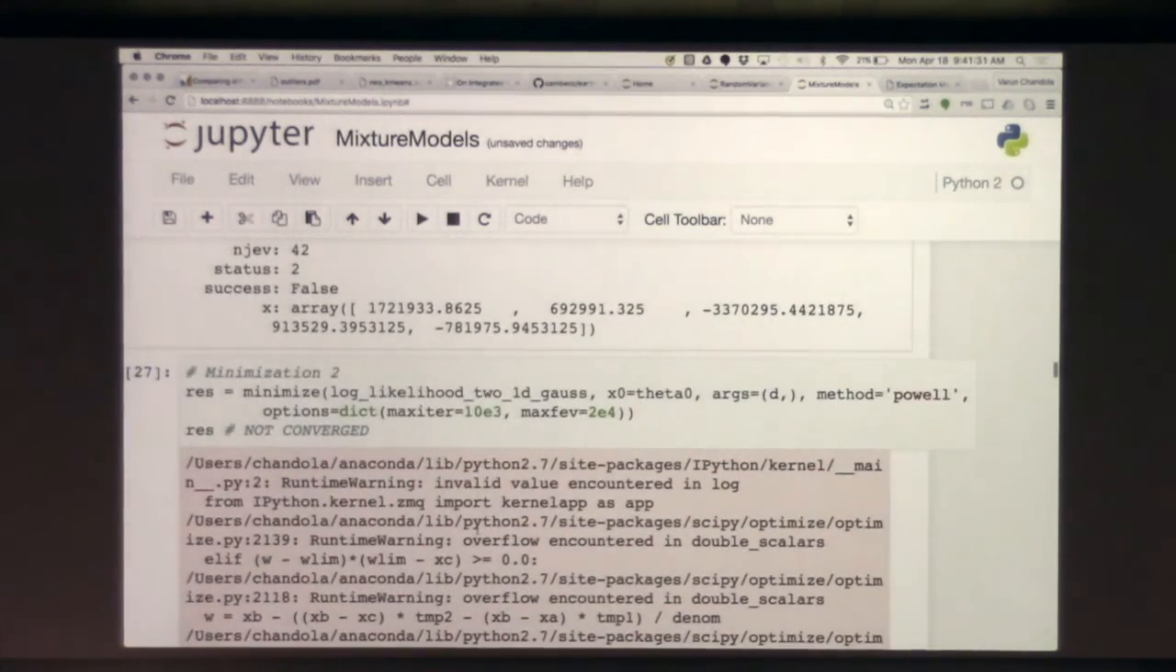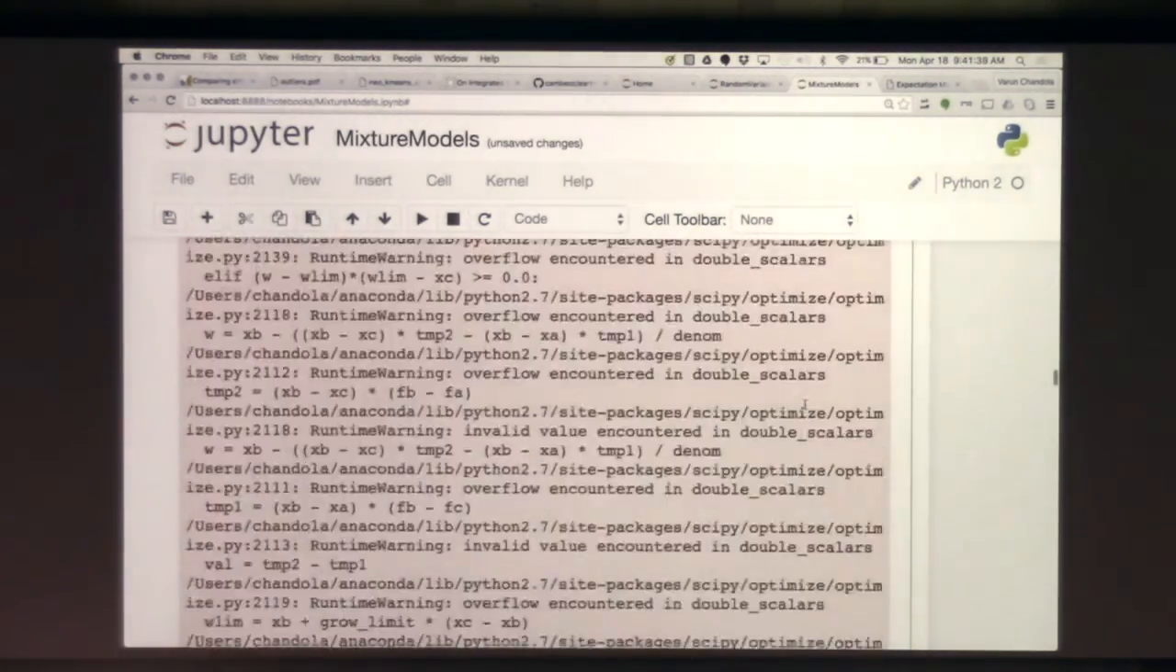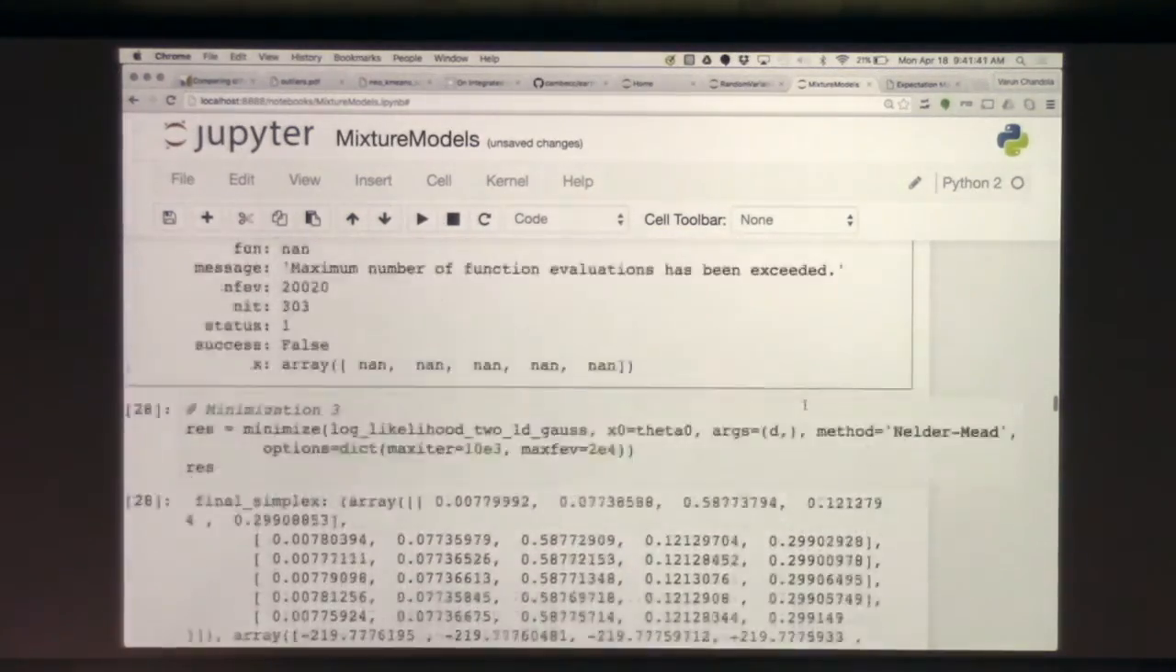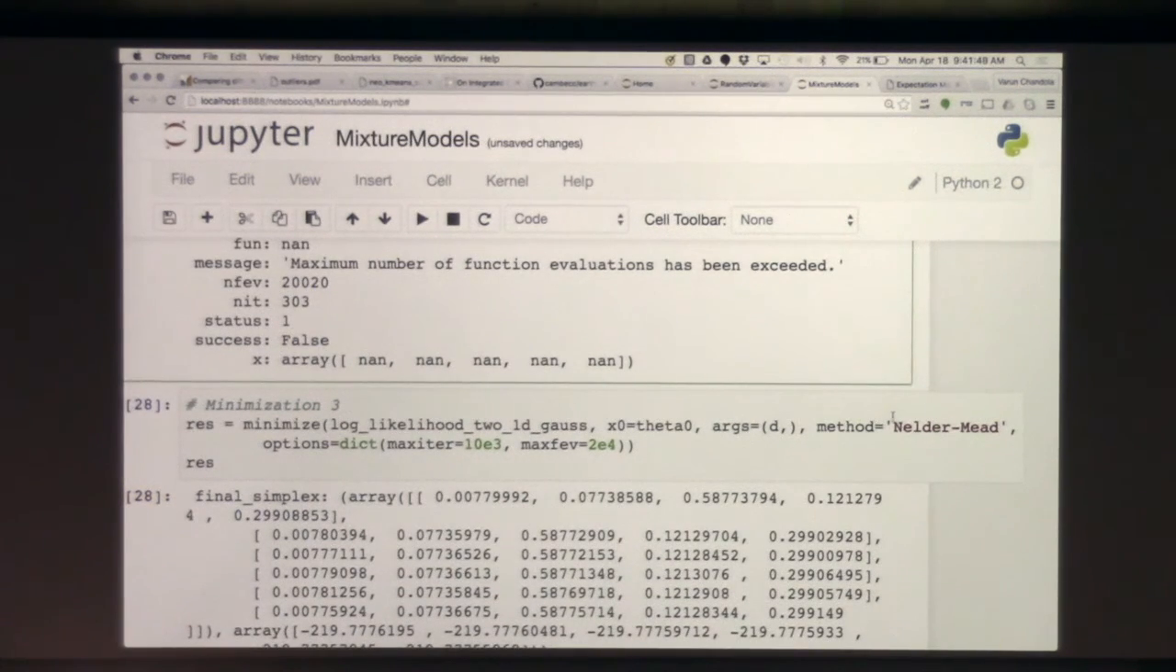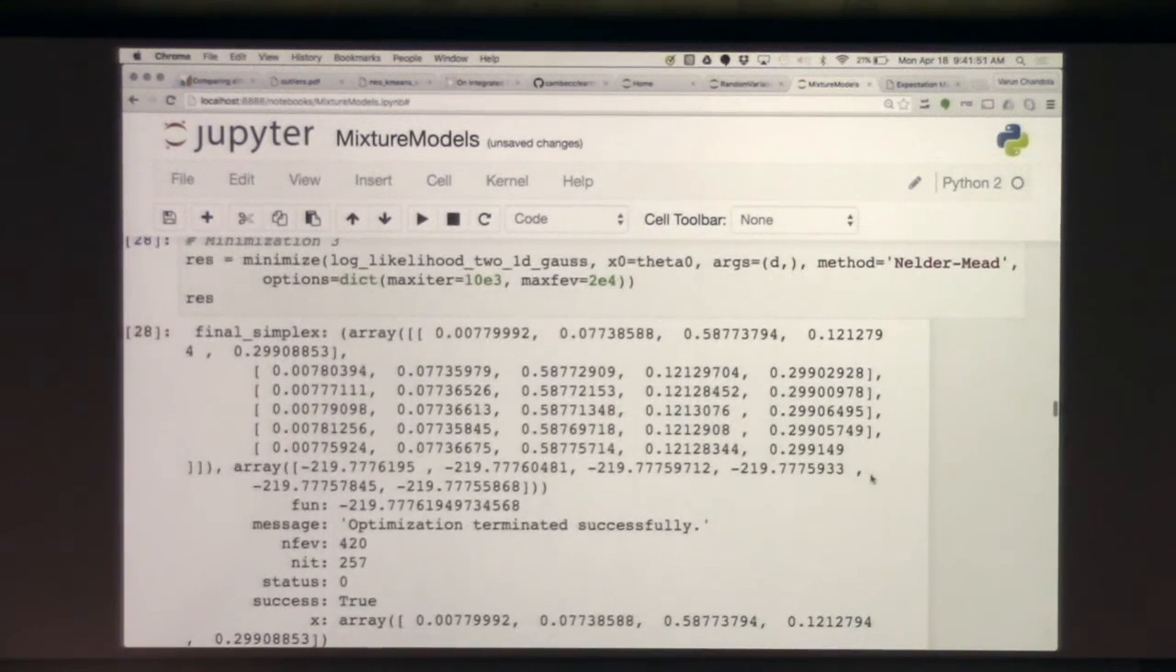Okay, there are many other methods. So you've been using conjugate gradient descent, but there are others as well. So there is Powell. That also fails to converge and gives all kinds of warnings, like the maximum number of function evaluations has been exceeded, because it is very hard to optimize. I used this one, which is Nelder-Mead. Nelder-Mead seems to do pretty well.